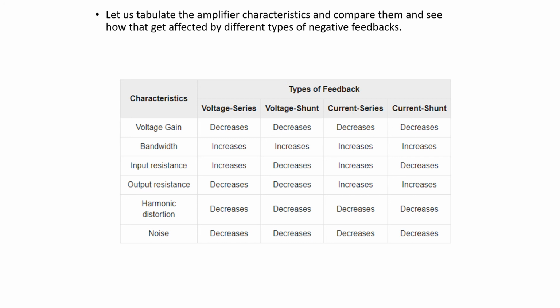Now the harmonic distortion is decreased for all four connectivities, and the noise factor is the prime reason why we need feedback, that we want to eliminate the noise. So it is decreased in all four types of feedback connectivities. So here we have almost covered all these points, and we have completed this chapter, feedback amplifiers. Thank you for watching the video.